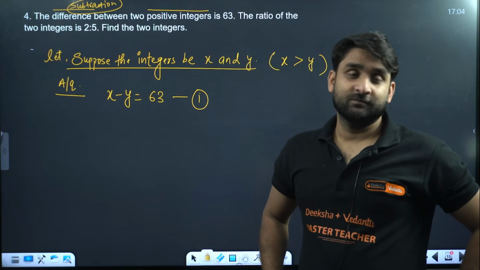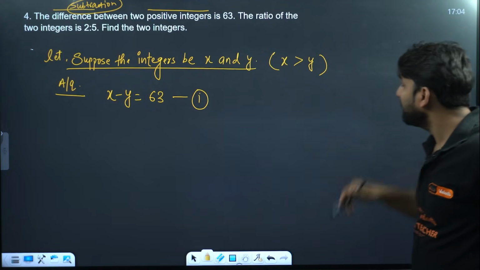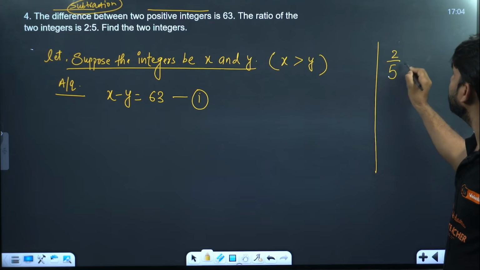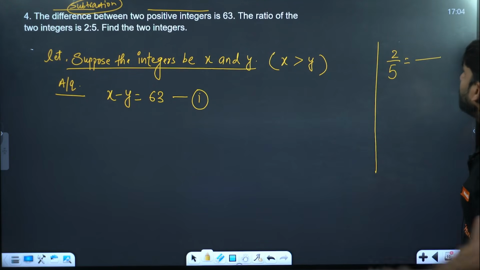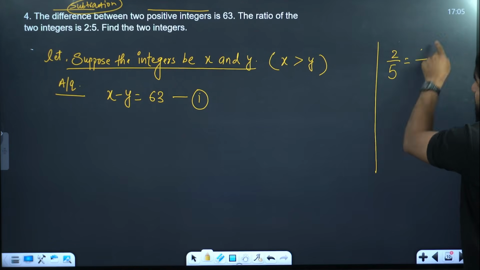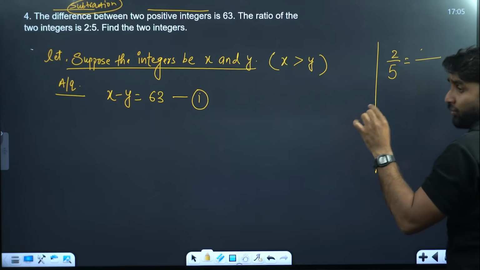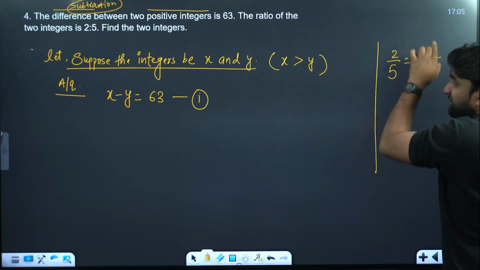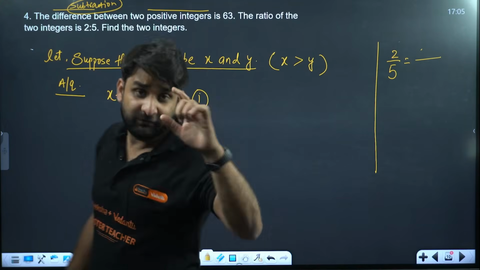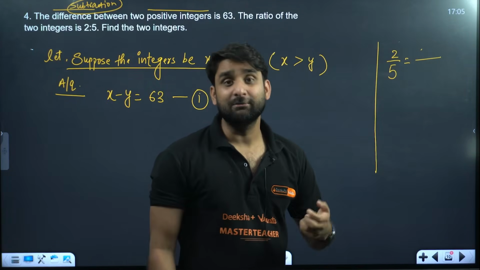Now focus on the ratio. Here the ratio is given as 2 divided by 5. So 2 divided by 5 should be equal to the ratio of the integers that we have supposed. But what should I write here? Whether x by y or y by x, you have to decide. What will be the exact format? x by y or y by x? This is a little bit confusing.